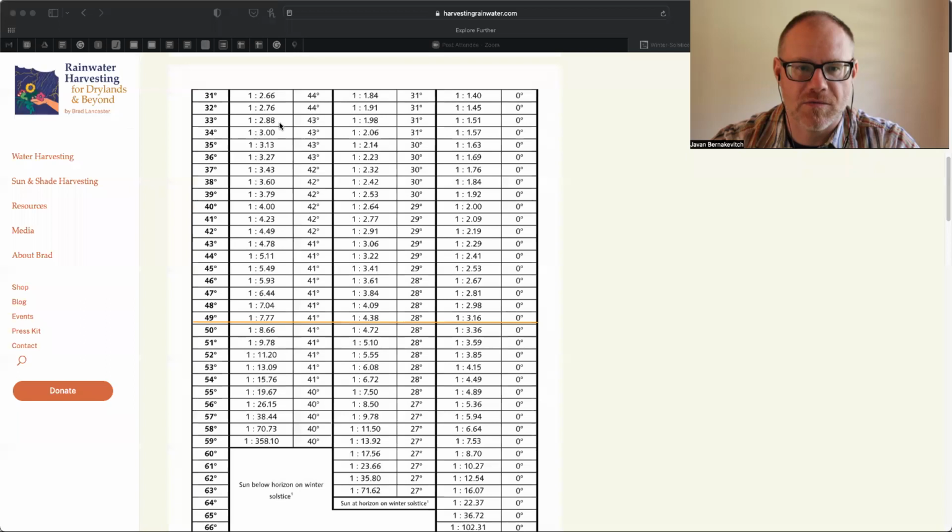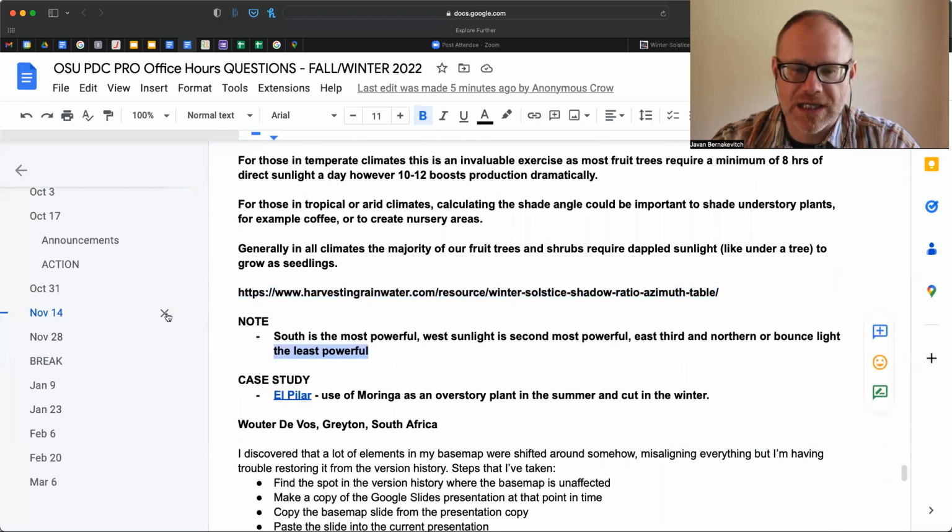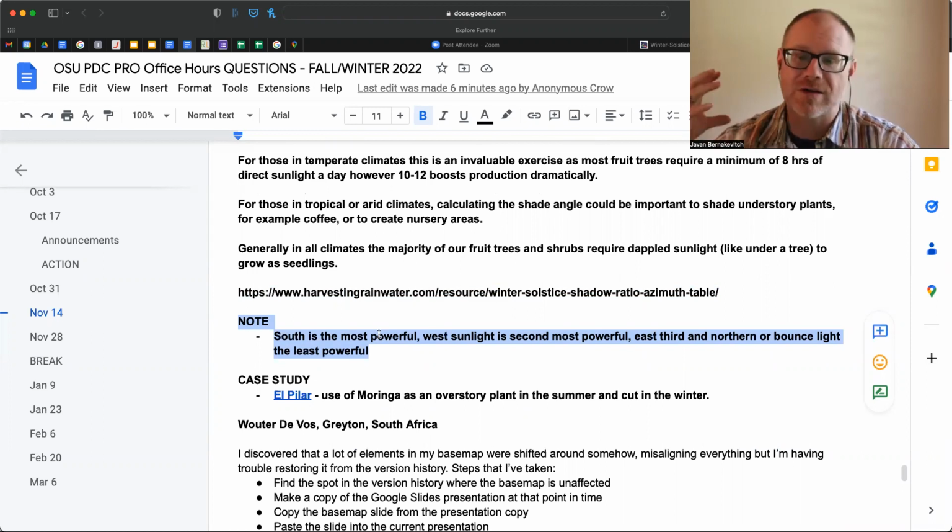And I think that was more to the point of, Rudo, your conversation about, how do we use this actually in design? The other thing to keep in mind is that south is our most powerful sun, usually in terms of its potential for plants. West is our second, east is our third, and northern or bounce light that comes off of that north is the least powerful. So generally I use my solar assays in that way.